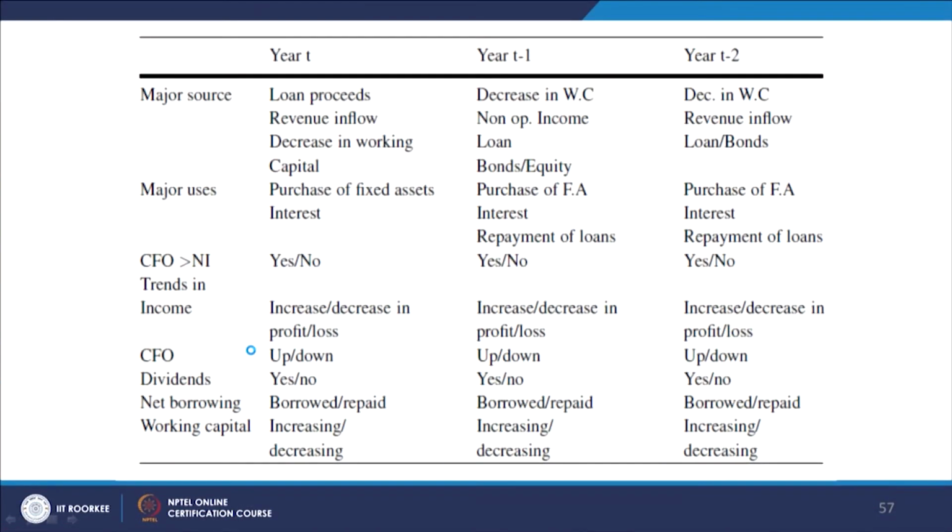So, an analyst can prepare a checklist of major sources and uses as well as trends in cash flow from operations, net income, dividend and working capital accounts as shown in the chart below. This is a chart which identifies how the analyst can go about analyzing the cash flow statement of the target company.